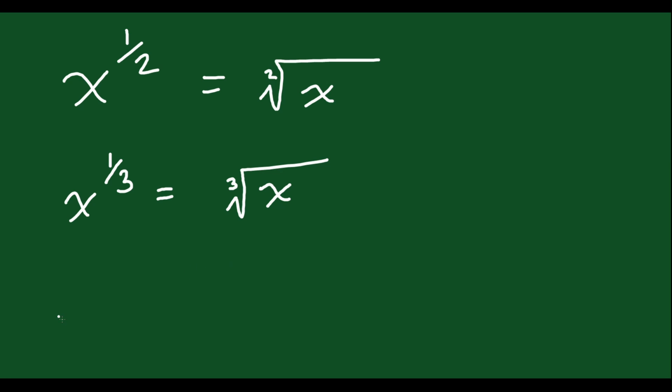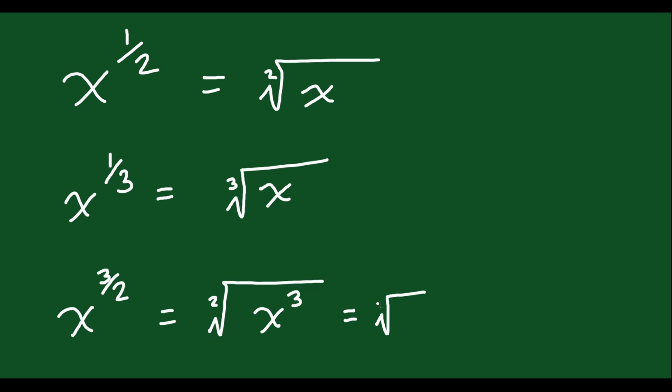Now, if I have something like x to the exponent 3/2, what that means is I have the square root of x cubed. Or in other words, another way to write this would be the square root of x, and then you cube that whole thing. It doesn't matter which way you write it. These are both going to equal each other.